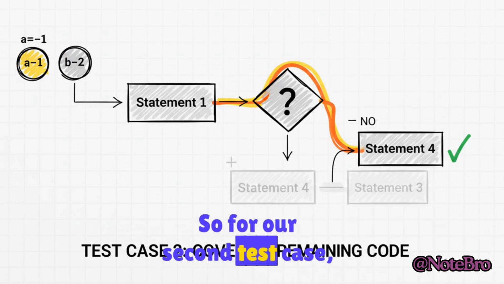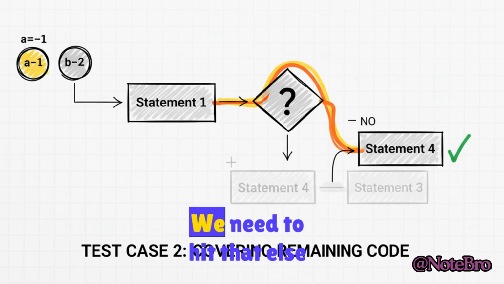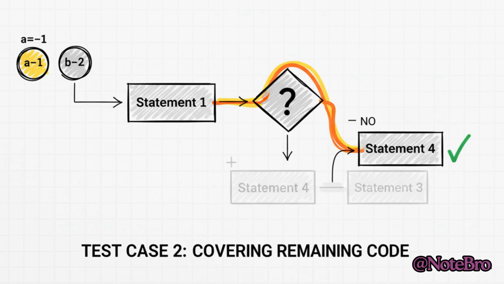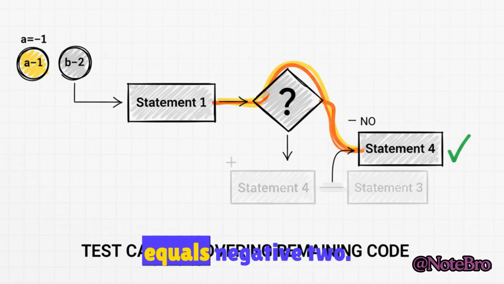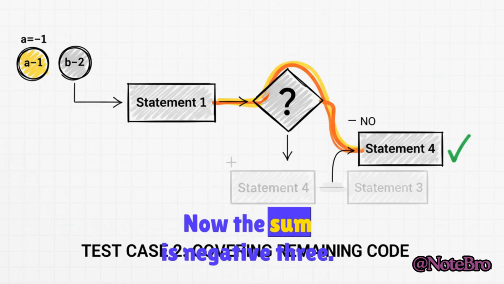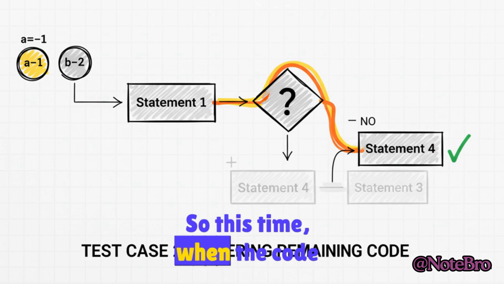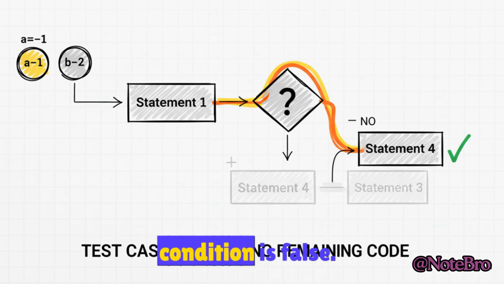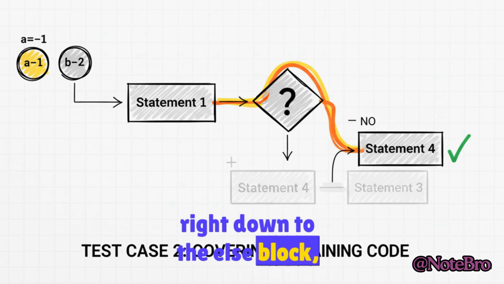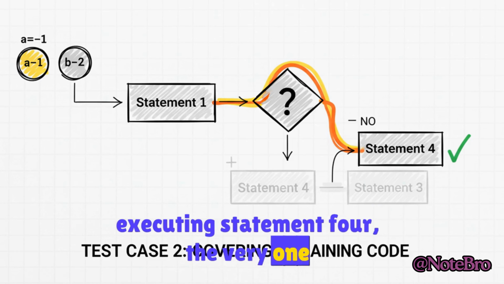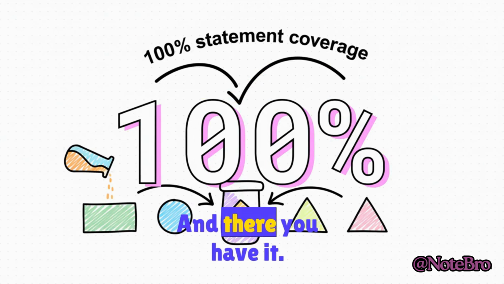So for our second test case, let's be strategic. We need to hit that else block. So let's use negative numbers, like A equals -1 and B equals -2. Now the sum is -3. So this time, when the code gets to that if check, the condition is false. It skips statement 3 and jumps right down to the else block, executing statement 4, the very one we missed before.